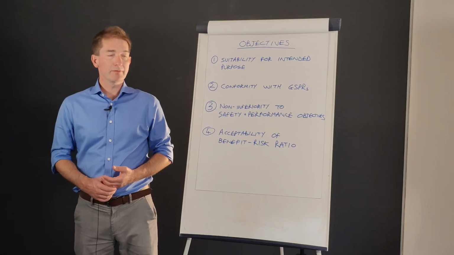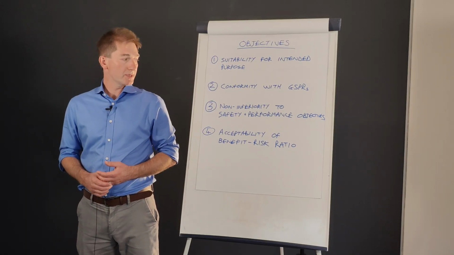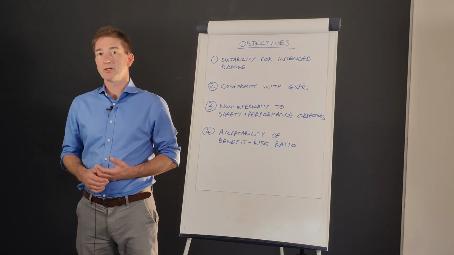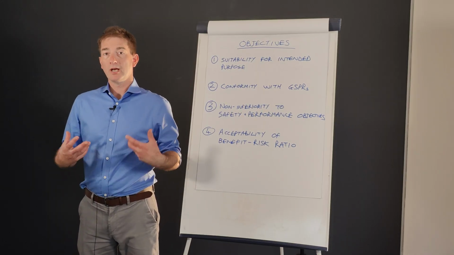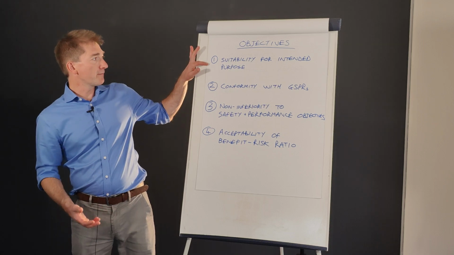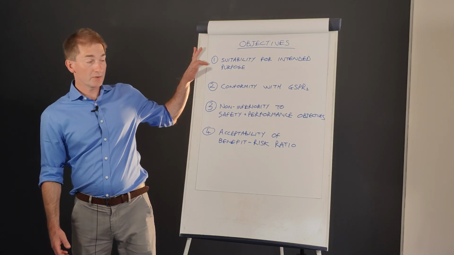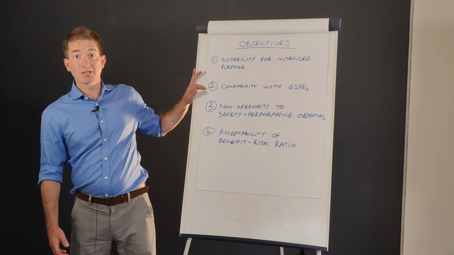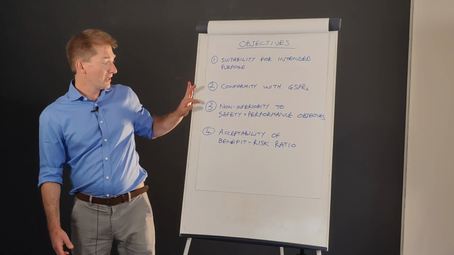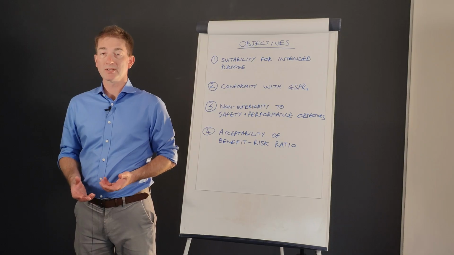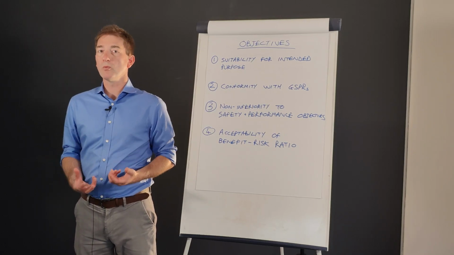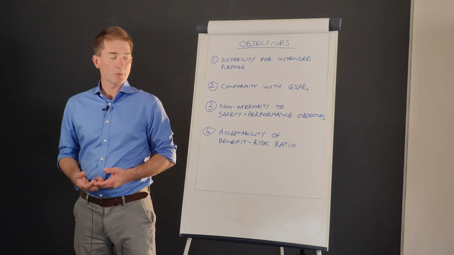The third objective is to show non-inferiority to safety and performance objectives. And these are derived from the state-of-the-art review. And in this case, what you've got is the manufacturer is determining benchmarks for success, the legislation is determining benchmarks for success, and here it's your competitors that are determining benchmarks for success, because you need to be at least not worse than other ways of solving the same problem.